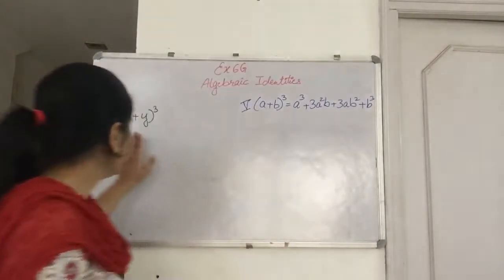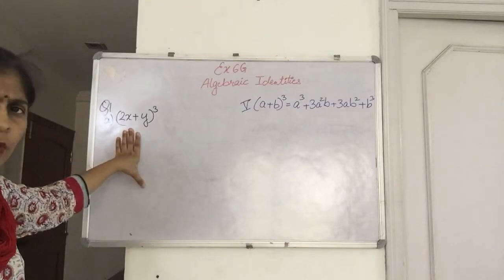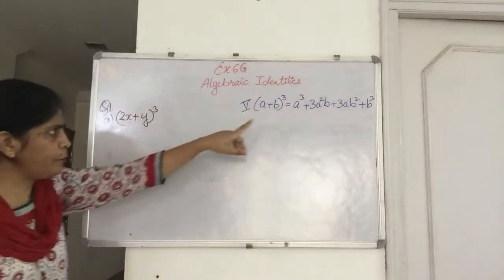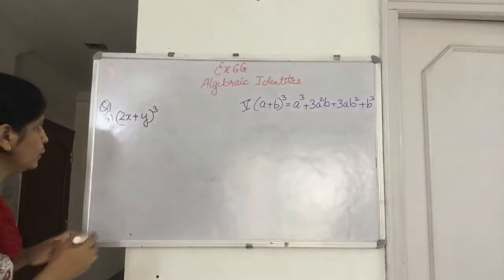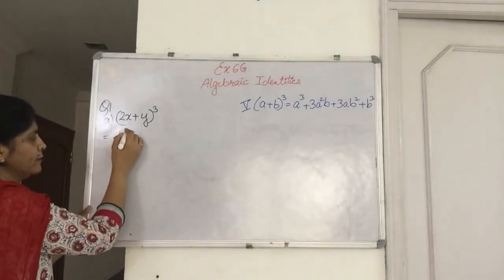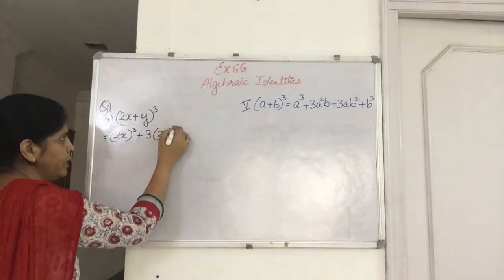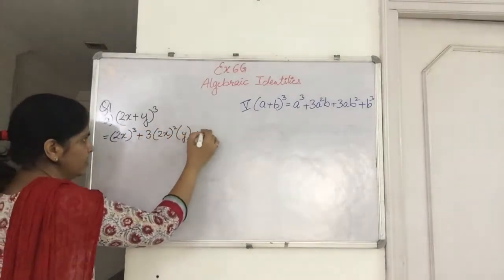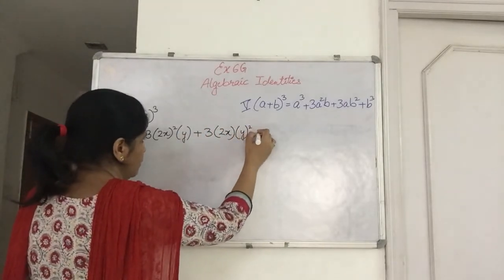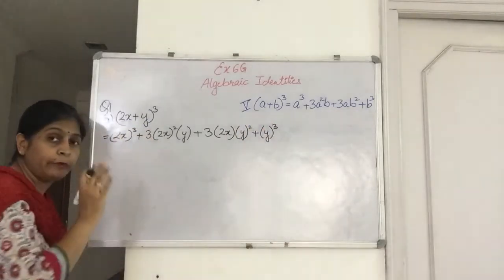Okay students, now let's do question number 1, first part, (2x + y) whole cube. Here the first term a is 2x and b is y. So we have to substitute in this formula: (2x) whole cube plus 3 times (2x) square y plus 3 times 2x y square plus y cube. Please students write it in brackets.